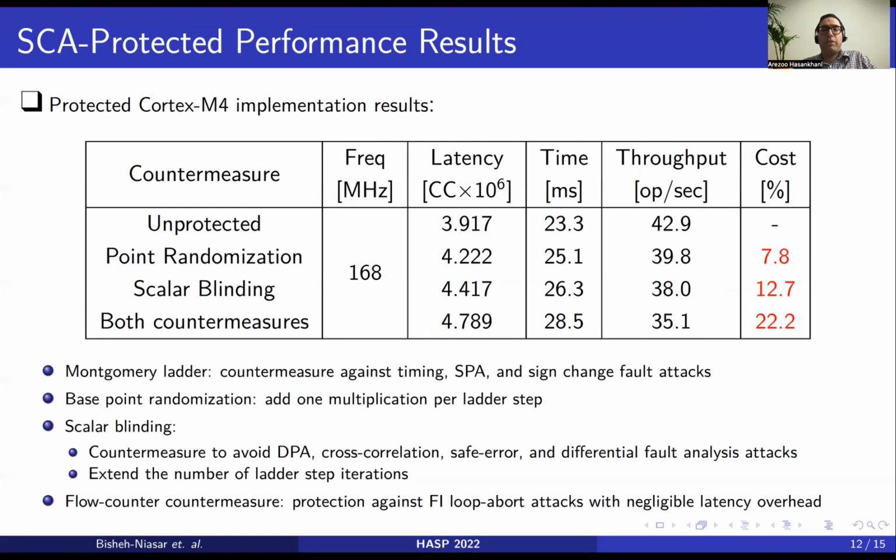However, these countermeasures need more latency. As you can see here, for example, point randomization adds almost 8% more time by adding one multiplication per ladder step. However, scalar blinding extends the number of ladder step iterations, adding almost 13% time compared to the unprotected design.